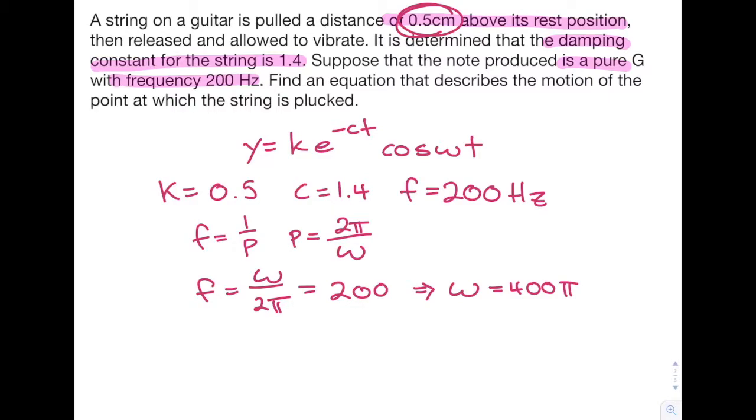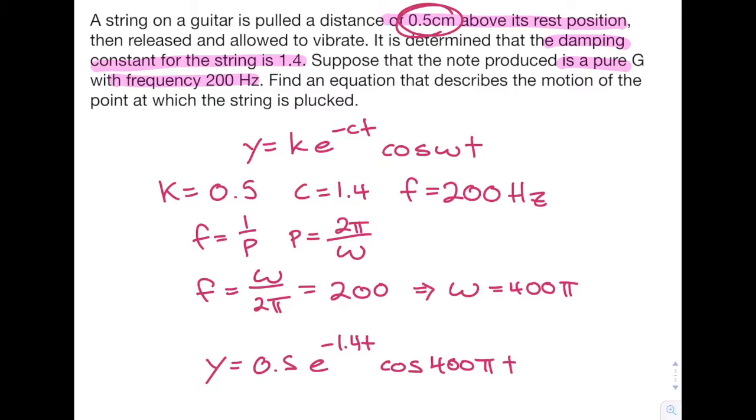And now we just pull all this information together, so we have y equals 0.5 e to the negative 1.4t cosine 400 pi t. And that's how you find the damped harmonic motion equation, given a specific set of parameters.